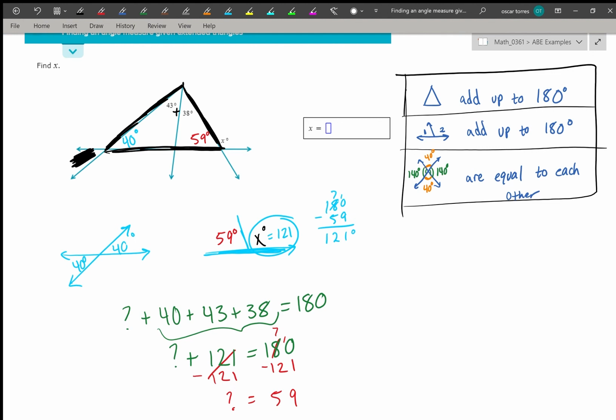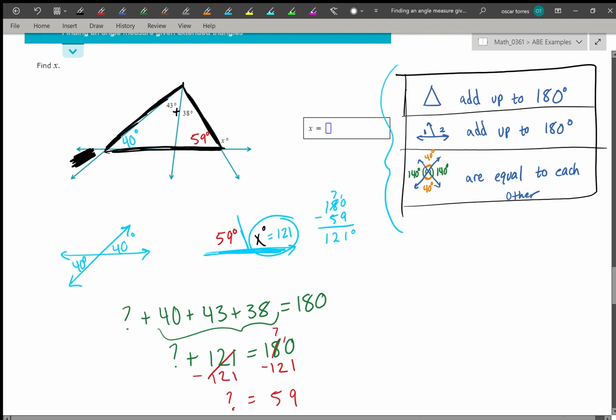I believe this is as complicated as these problems get, but just keep in mind these three ideas: a triangle has three angles that add up to 180 degrees; supplementary angles share a same side and they also add up to 180 degrees; and anytime you have vertical angles, or angles across from each other, they're always going to be equal to each other. With these three ideas, you should be able to solve all of these problems that are given to you.